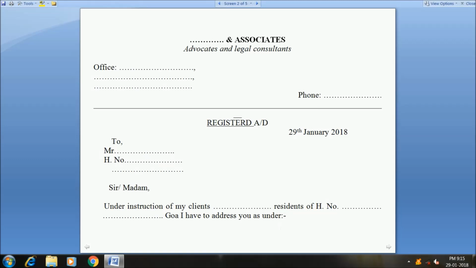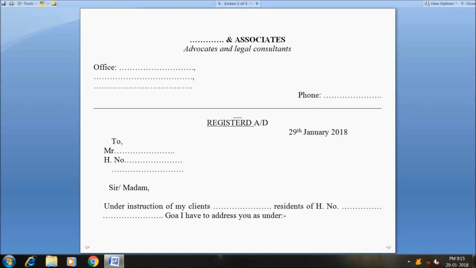The reason why it is sent via registered AD is because the receiver acknowledges the receipt of the notice on the registered AD card, which is then returned back to the sender, and that becomes a document of proof as regards the opposite party having received or refused to accept the notice. So that is the reason why we send notices by way of registered AD.